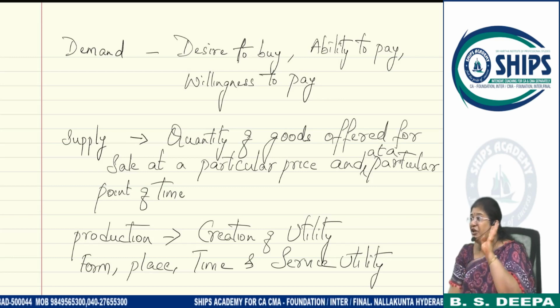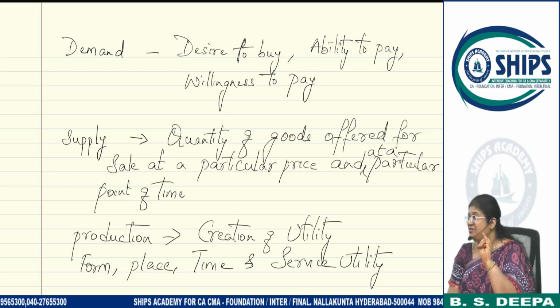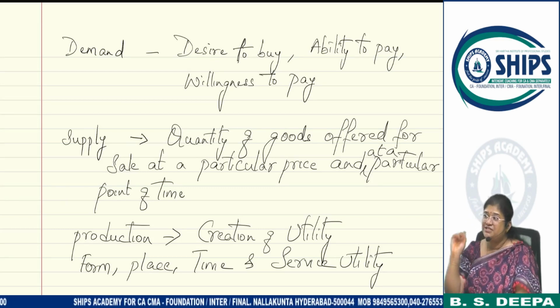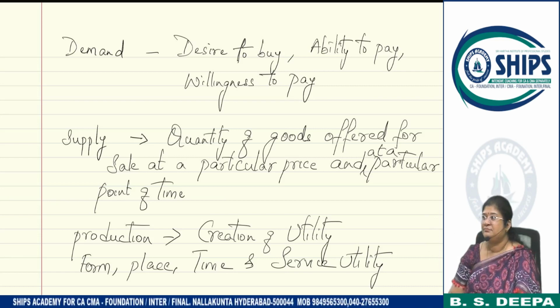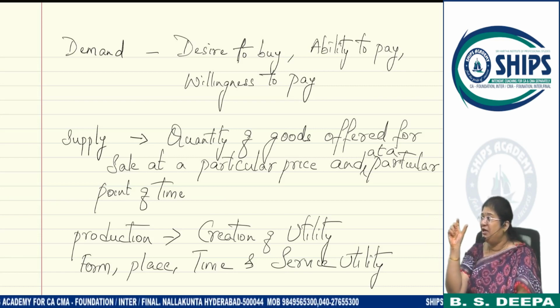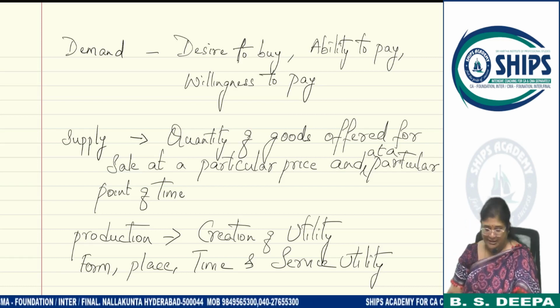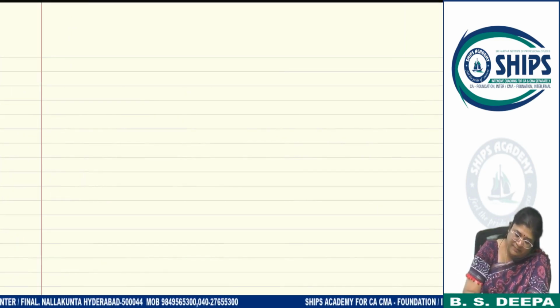Okay, so whether you are creating form utility, place utility, time utility or service utility, all of that is termed as creation of utility, which is put together called production. Okay, so this is the word production that we are talking about. Clear? Right. Now we come to one more.